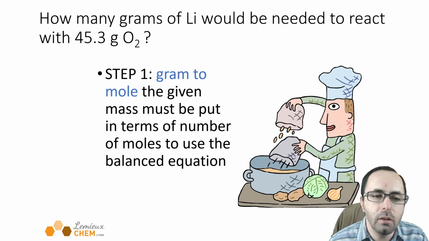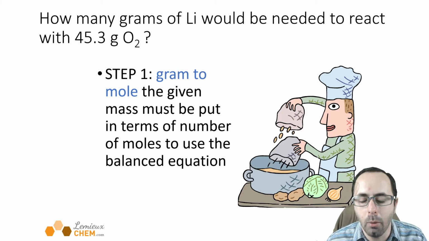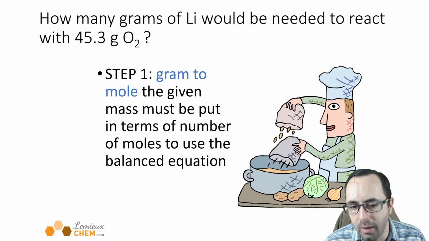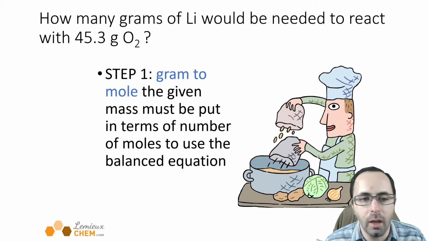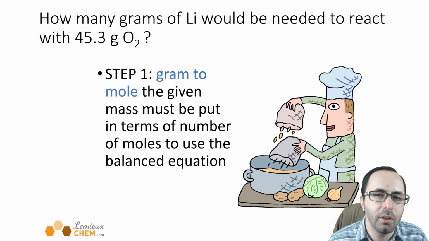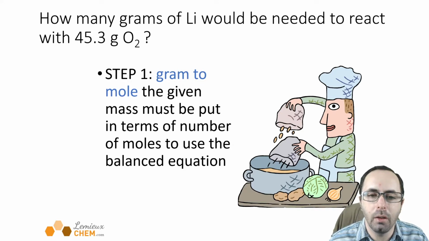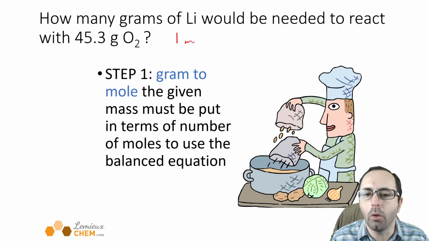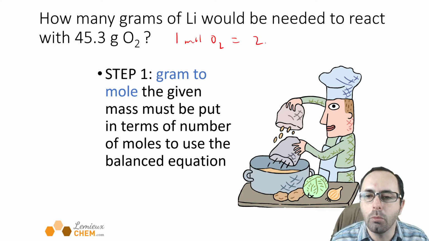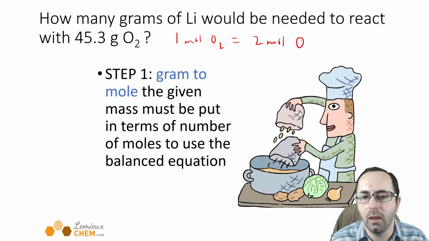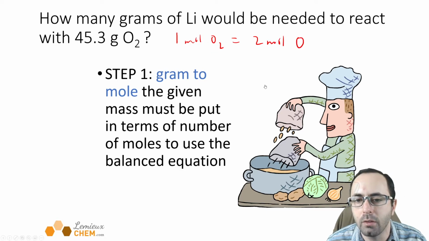So the first thing to do is we have to figure out how many moles of oxygen that is. And so we got to convert grams to moles. Do you remember how we convert between grams and moles? We got to use the molar mass, right? And so if we have 1 mole of O2 here, that gives us 2 moles of oxygen atoms within it, because every one of these has 2 oxygen atoms.